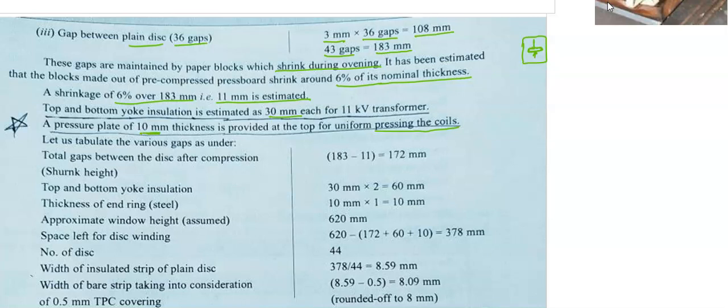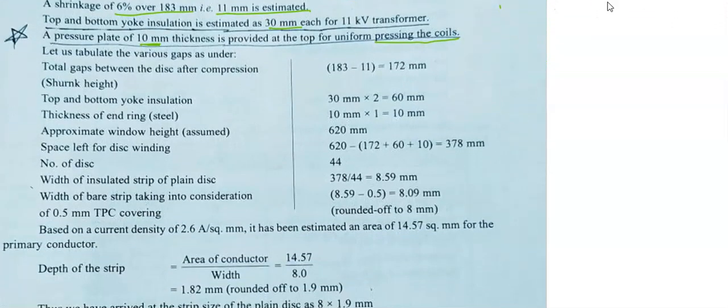Now we will remove those gaps totally. How many mm is there? We have to remove them, and then we will try to calculate the size of the strip. Total gaps between discs after compression: the compression we saw is 11 mm. The total gaps we have to remove is 183 mm, minus 11, which is 172 mm. And top and bottom yoke insulation, which is 30 mm into 2, top and bottom, right? If you multiply, you will get 60 mm. And the thickness of the end ring.